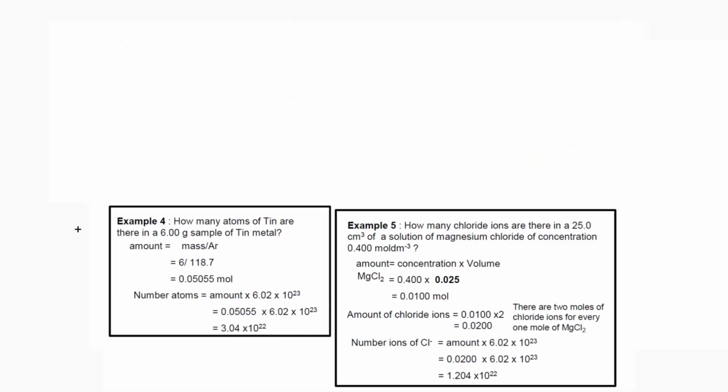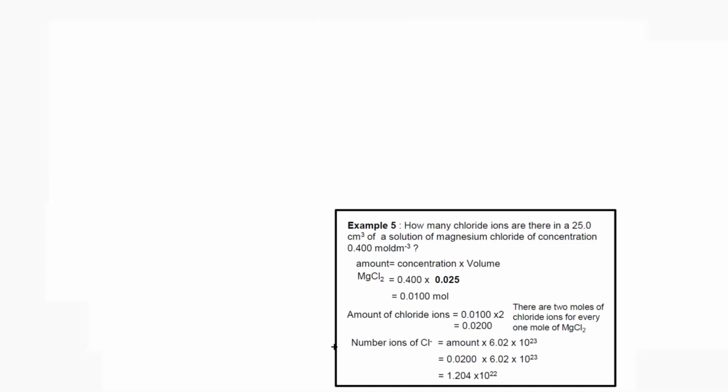So if we need only chloride ion, first what do we do? We'll get the moles of magnesium chloride, because they're asking how many chloride ions are there in a concentration of MgCl2 of 0.4 mole per dm cube, and a volume of magnesium chloride of 25 cm cube, so divided by 1000, it will come out as 0.025.